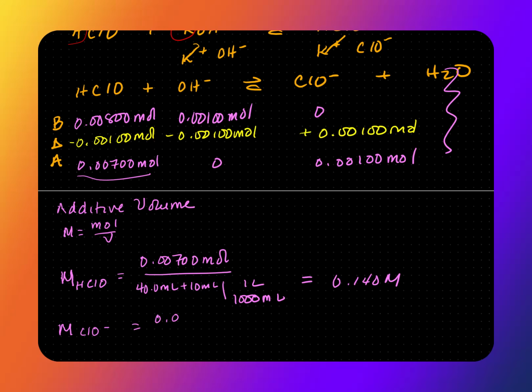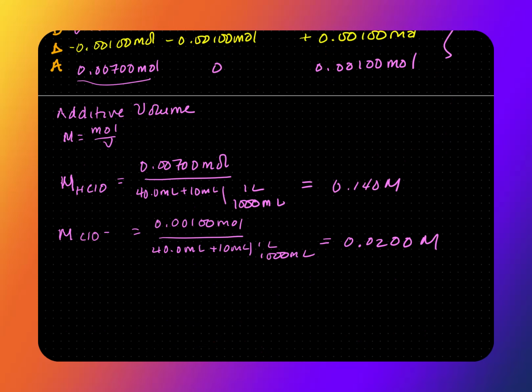And you need to find a new concentration of the conjugate base, which is ClO minus. That is 0.00100 moles over 40 milliliters plus 10 milliliters converted into liters. This equals 0.0200 molar. So for the ICE table, we're going to use the acid because that is what is present, left over.